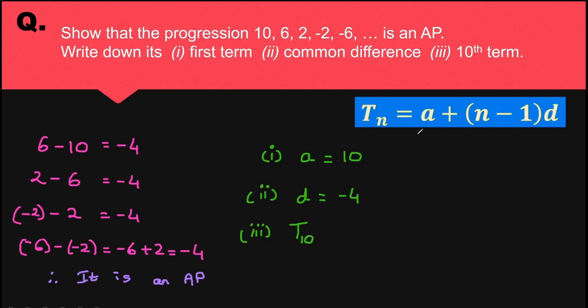So in this formula, we have the value of a, we have the value of d, and we have to find the 10th term. So we have n equals 10. So we have the value of all the three terms in the formula. So we apply in that formula 10 plus n minus 1, that is 10 minus 1, 9, multiplied by d, that is negative 4. So that gives 10 minus 36. So the 10th term of the given progression is negative 26. So this is how we check the progression for an AP and then find the required term.